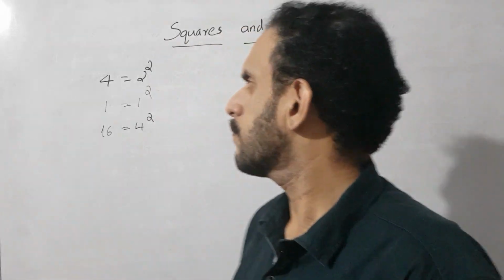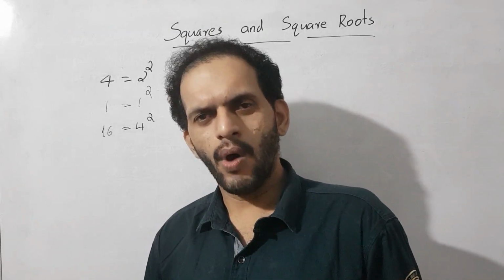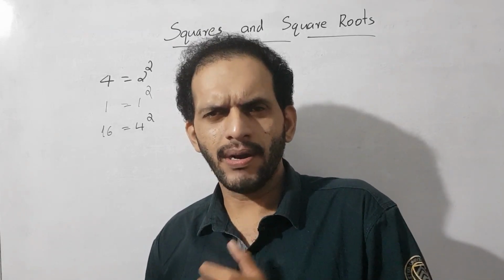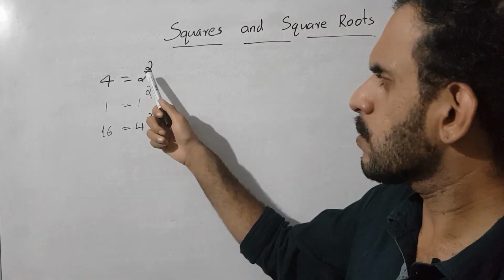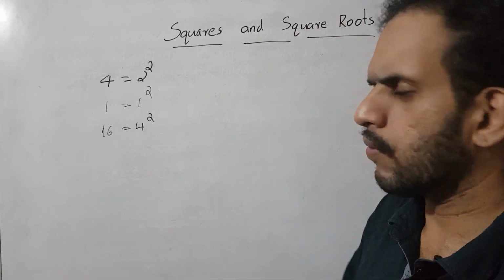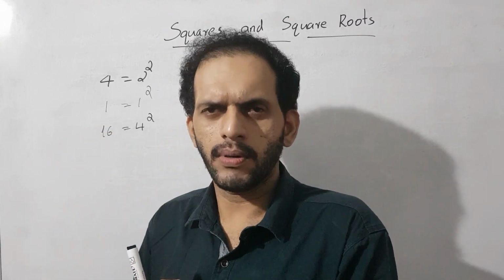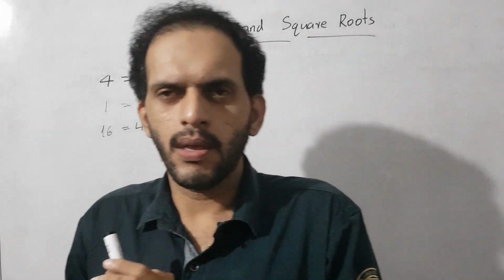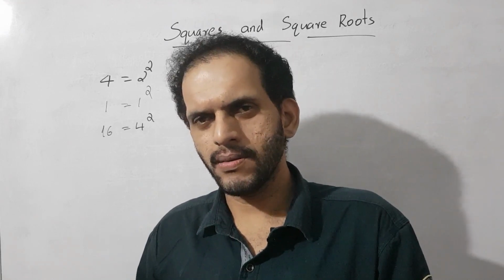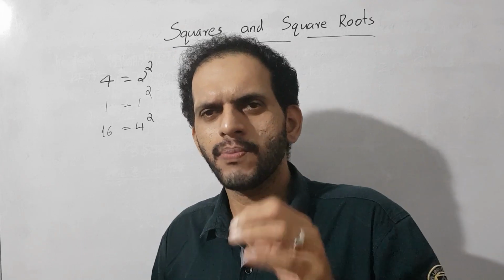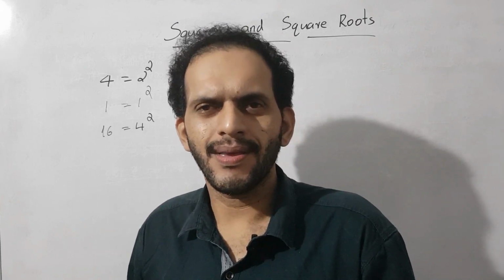Then it's very clear here. The 4, 1, 16 all are natural numbers. 4, 1, 16, 9 like that. Any square number you take, they are all natural numbers. And these numbers also are natural numbers: 2, 1, 4 all are natural numbers. Correct? That means any natural number that is possible to write as the square of another natural number, the first one is called a square number.